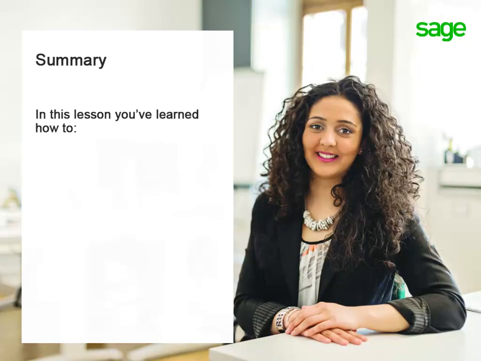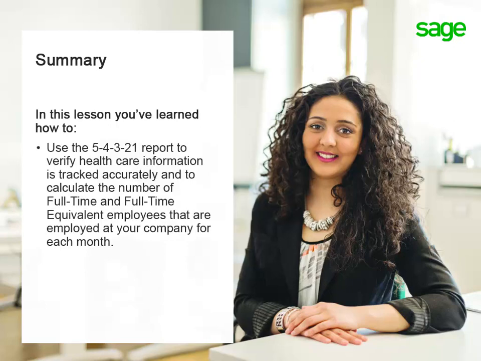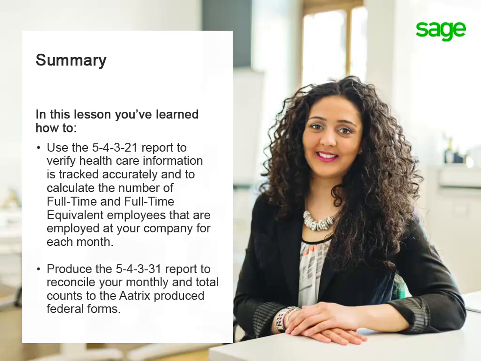Now that you've finished viewing this lesson, you have learned how to verify and reconcile the employee full-time equivalent counts. Use the 5-4-3-2-1 report to determine if you're required to file ACA forms. If so, then use the 5-4-3-3-1 report to reconcile the total count numbers used to produce the federal forms.